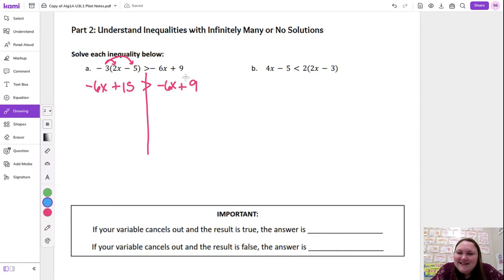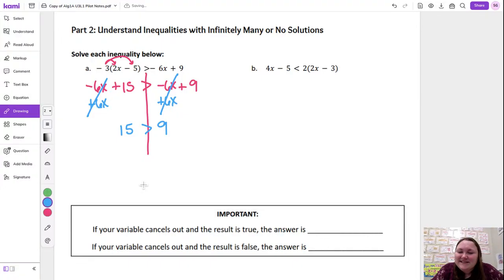My next step, I see I have variables on both sides. I want to get rid of one of my x's or cancel it. So let me cancel this one by doing the opposite. That's plus 6x, and I need to do that on both sides. So that cancels my 6x there. But over here on the left side, negative 6x plus 6x, that's also 0. That also cancels. So I'm left with 15 is greater than 9.